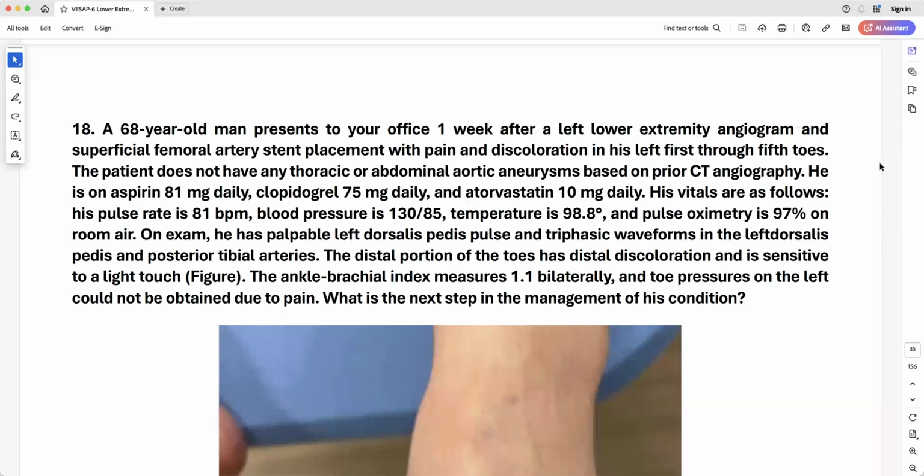On exam, he has a palpable left dorsalis pedis pulse and triphasic waveform on the left dorsalis pedis and posterior tibial artery. The distal portion of the toes has a discoloration and is sensitive to light touch. The ABI is 1.1 bilaterally, and toe pressure on the left could not be obtained due to pain. What is the next step in the management of this condition?